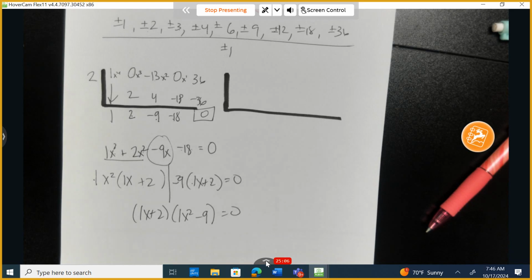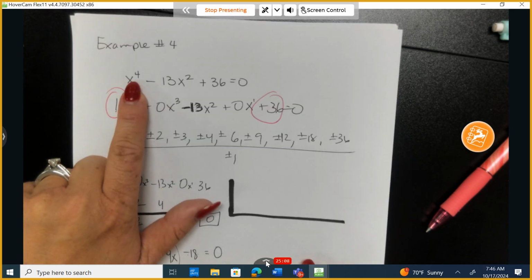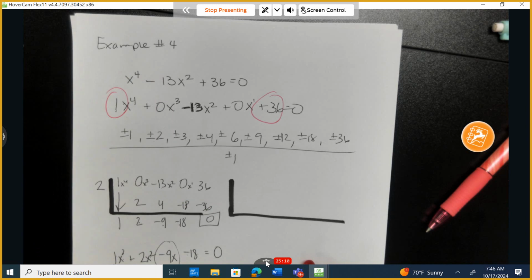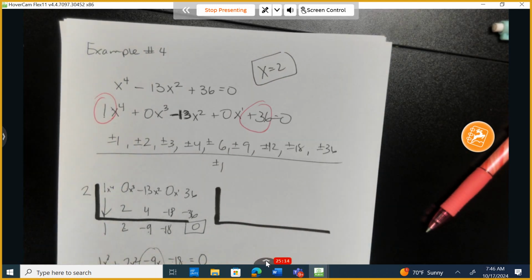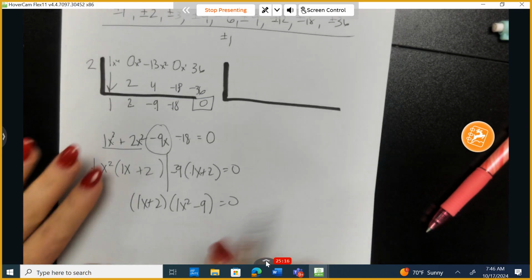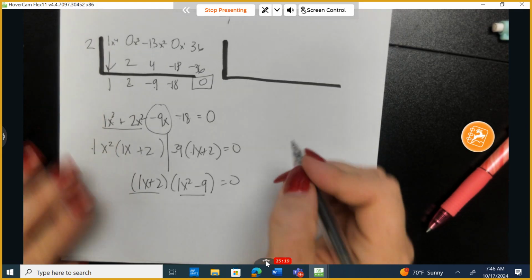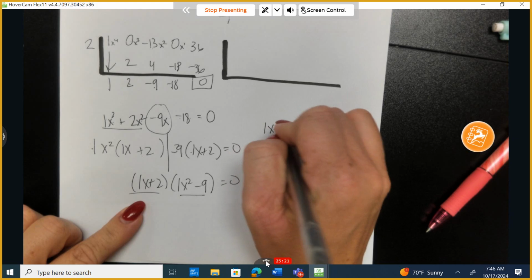Remember, this problem was different. How was this different? How many answers should I have here, kiddos? I have 4. And I only have one that works. So I'm going to write this down. X equals 2. That's 1 so far. That's one real solution. I'm going to take each one of these parentheses, called factors, and I'm going to set it equal to 0, and I'm going to solve.